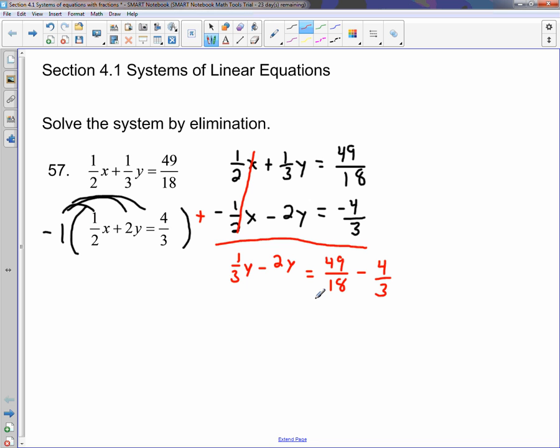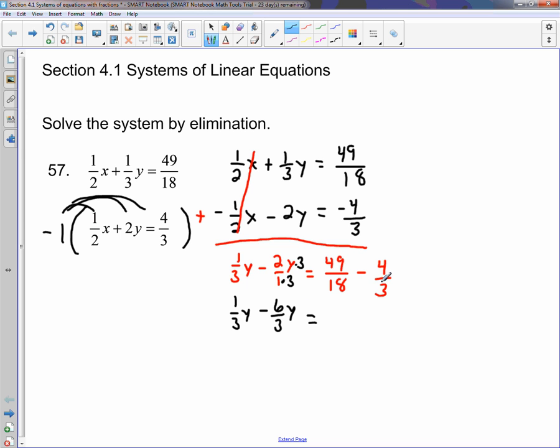So now I'm going to go through the process of finding common denominators and actually working through them. So I'm going to make my 2 2/1. So I'm working with 3 and 1 to find the common denominator. So my common denominator would be 3, which means I'm going to multiply this one by 3. So that gives me 1/3 y minus 6/3 y equals.